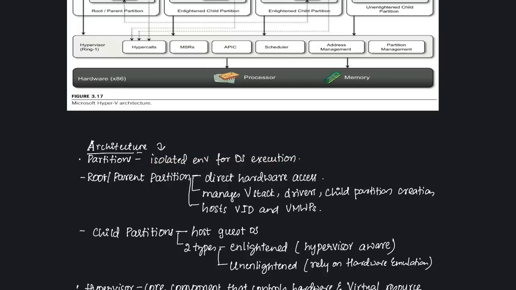First one we have is the parent partition or root partition. So this will run on the operating system directly. It will have direct hardware access, it will handle the virtualization stack, and it will manage the guest operating system through the virtualization infrastructure driver, VID. It will also run the virtual machine worker process, that is VMWP, which will facilitate managing the child partitions by interacting with the hypervisor.